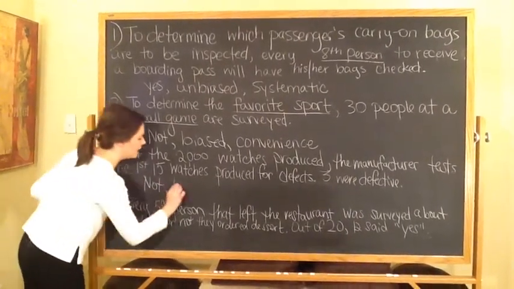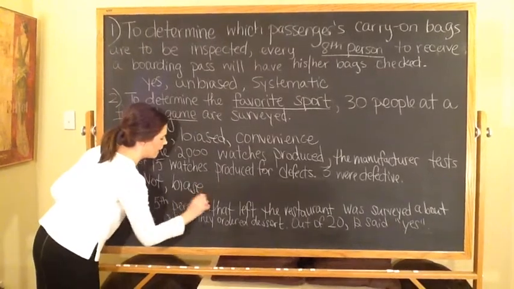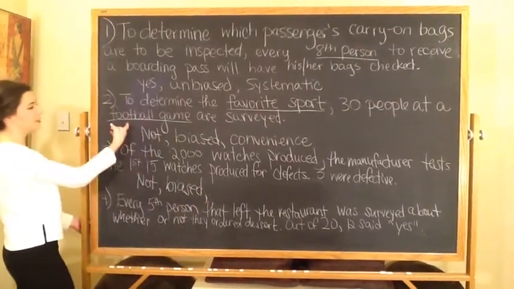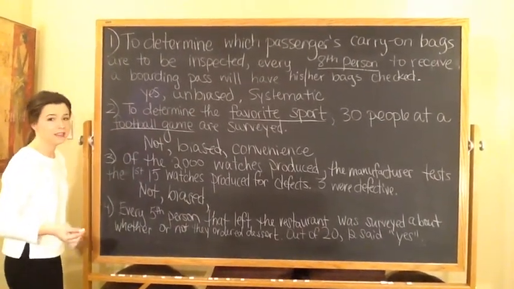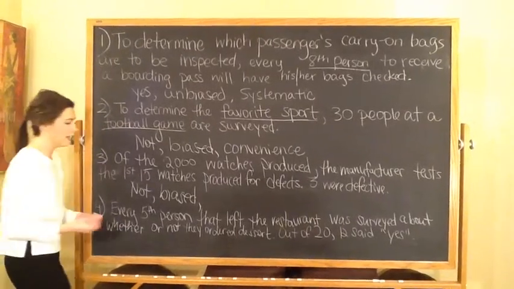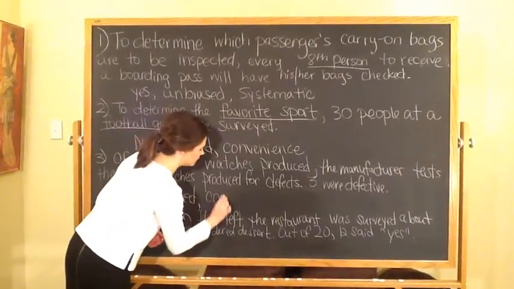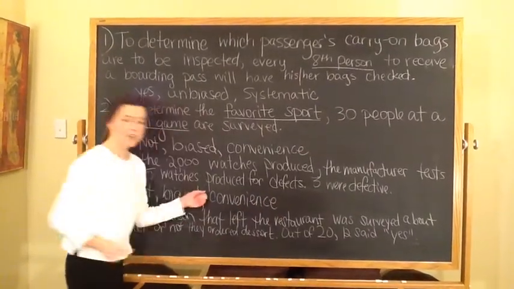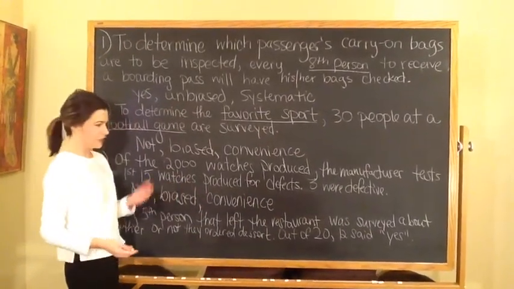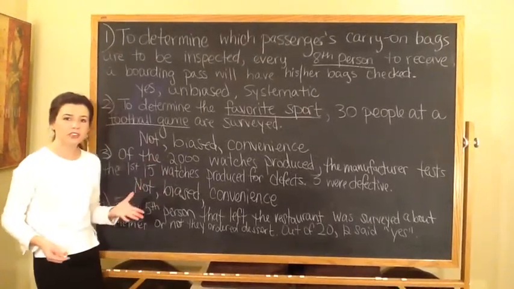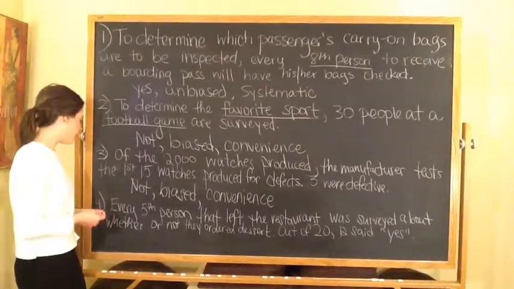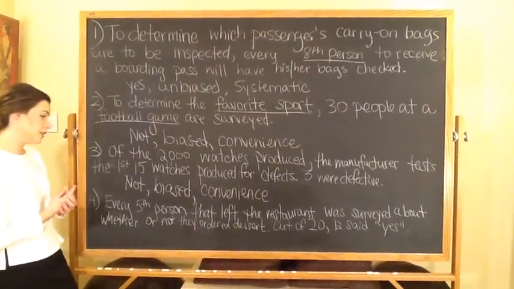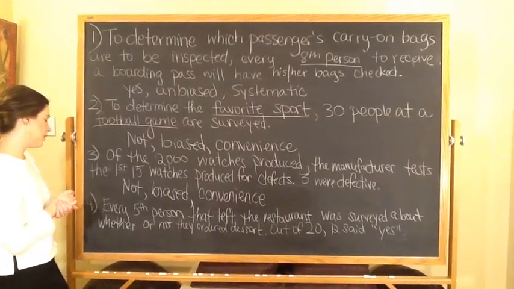And so it's biased. This is one of those, just like the last one, that's convenient, because you're literally taking the first ones there. We don't want convenience if we actually want results here. If you're going to do a survey or some sort of check, you want to make it count.